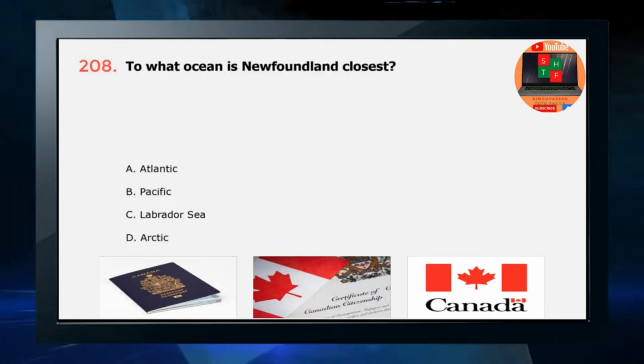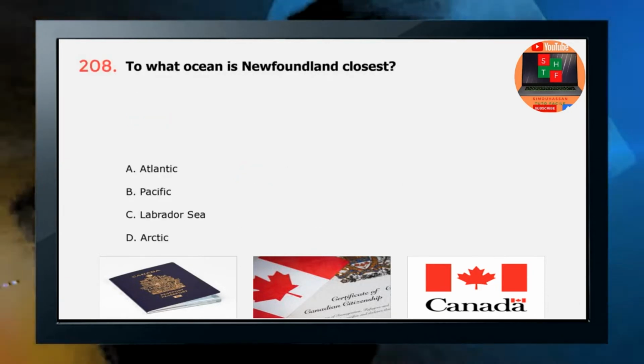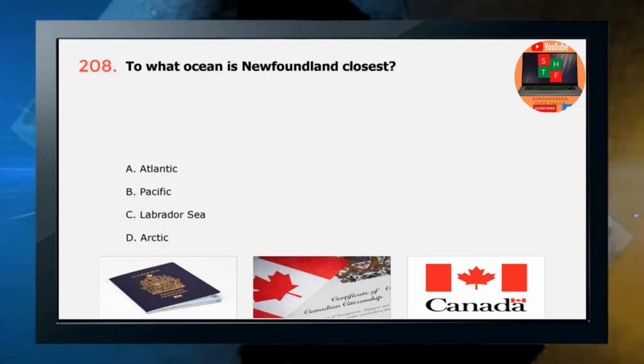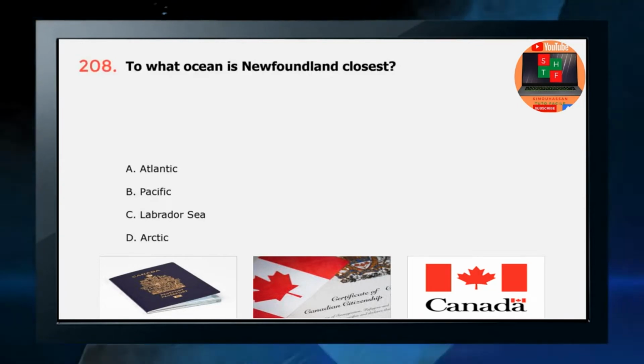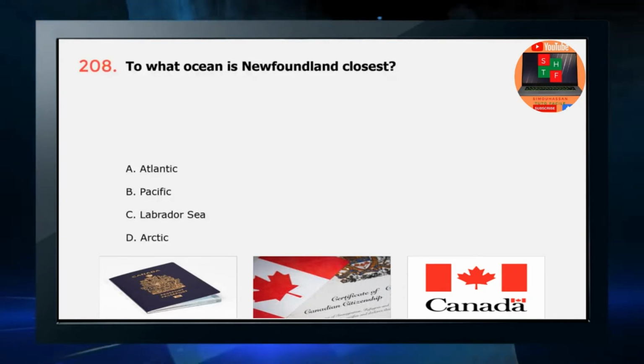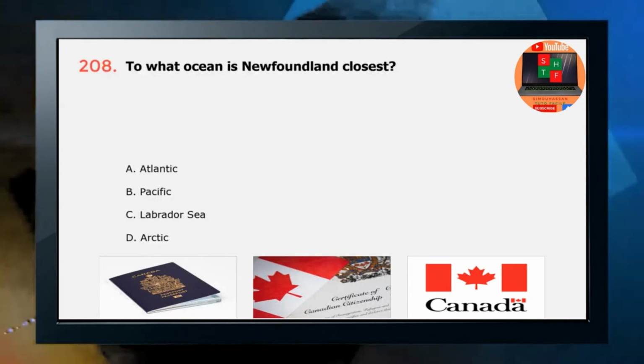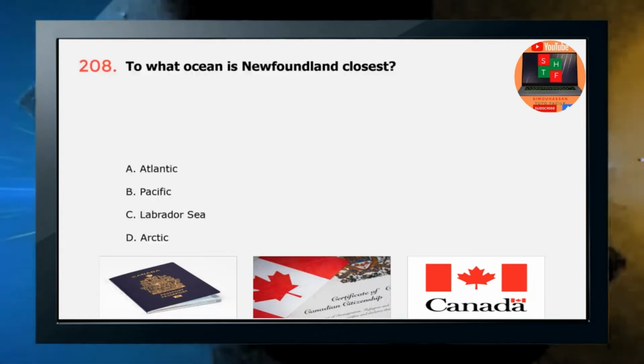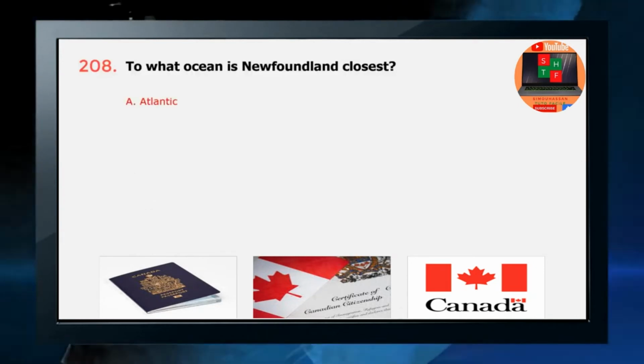Question 208. To what ocean is Newfoundland closest? A. Atlantic. B. Pacific. C. Labrador Sea. D. Arctic. The answer is A. Atlantic.